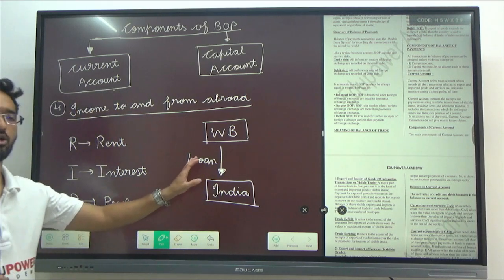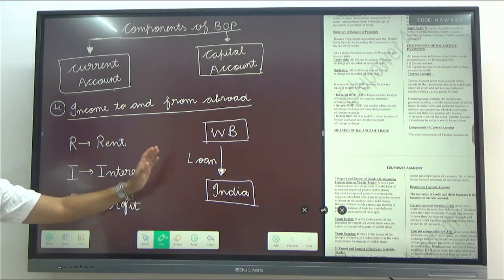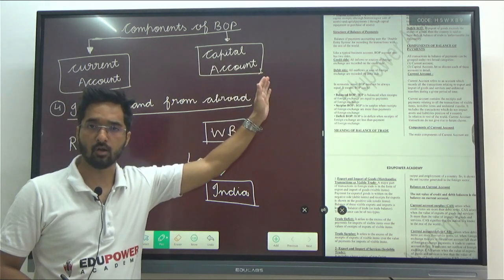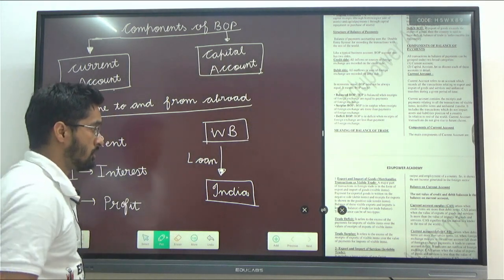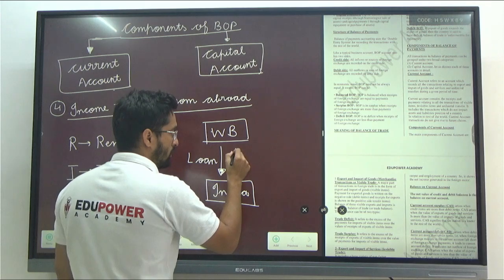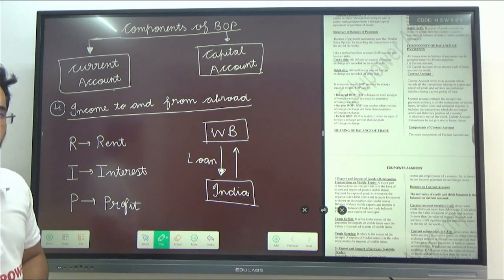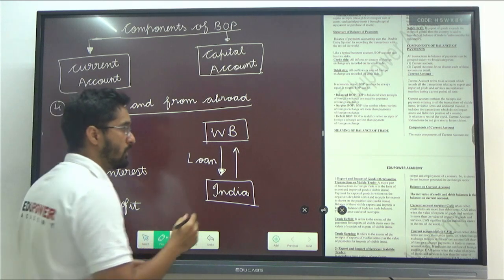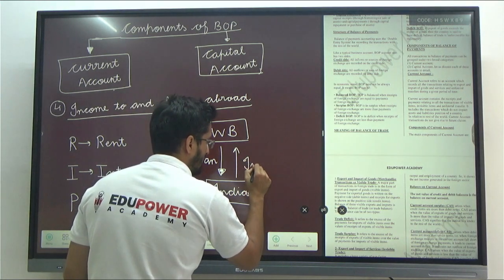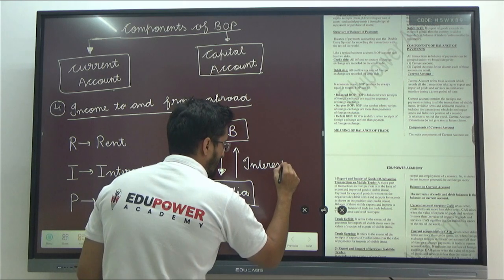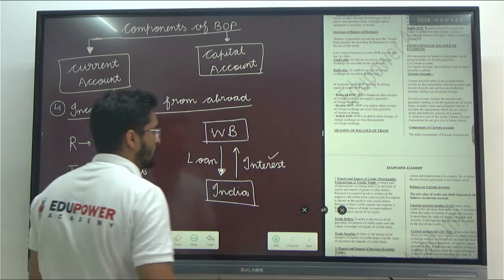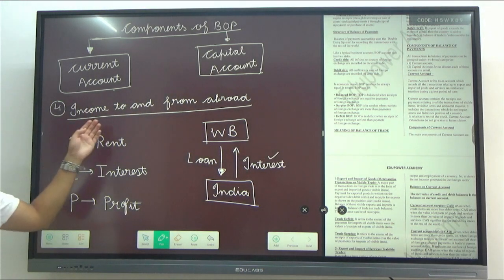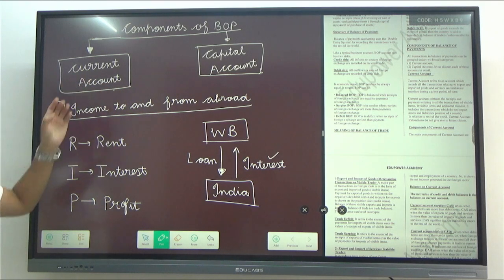Now, this loan will not come under current account. We will discuss this in detail. This loan will come under capital account, okay. But for that loan, India has to pay World Bank what? India has to pay some interest to the World Bank, and that interest which India pays will be recorded on the income to and from abroad head in the current account, okay.